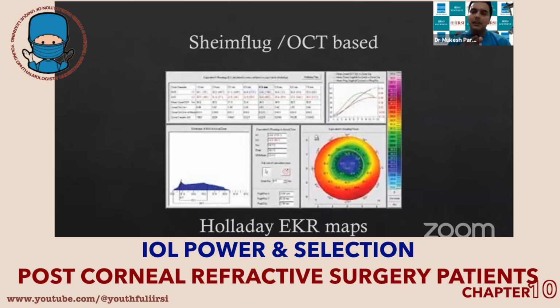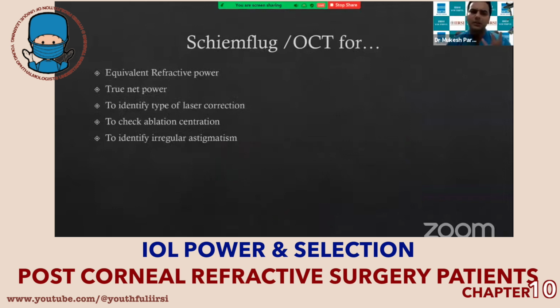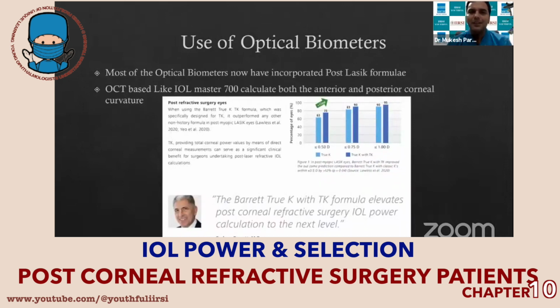evenly the keratometry values are distributed over the cornea post LASIK, similar to what we get with a Placido-based device, whether it's a regular astigmatism or an irregular astigmatism. So Scheimpflug is mainly to know the equivalent refractive power or the true net power, and all the other things are done by the Placido topography as well. So it is very important that Scheimpflug imaging gives you the refractive power considering the refractive index as well. This has been covered by the previous speakers, and I'm sure if you have the optical biometer, the IOL Master 700, the Barrett Suite and the Haigis-L do really well. And I think most of the optical biometers now have the true K.